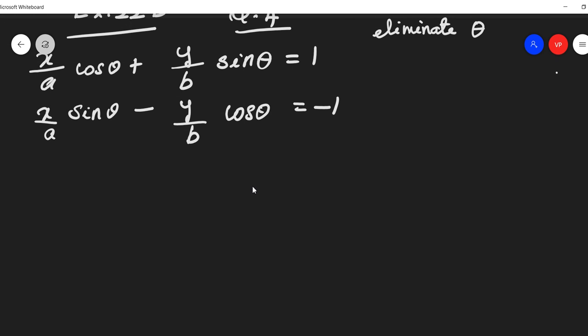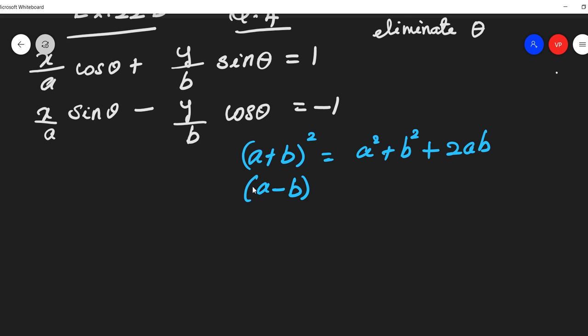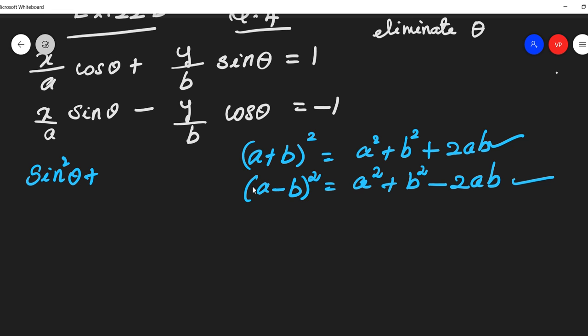Eliminate theta. So we are going to use the algebraic identity. What is that identity? It is (a plus b) the whole square, which is a square plus b square plus 2ab. And another one is (a minus b) the whole square, that is a square plus b square minus 2ab. These are the identities we are going to use, okay. Another trigonometric identity is sin square theta plus cos square theta equal to 1.